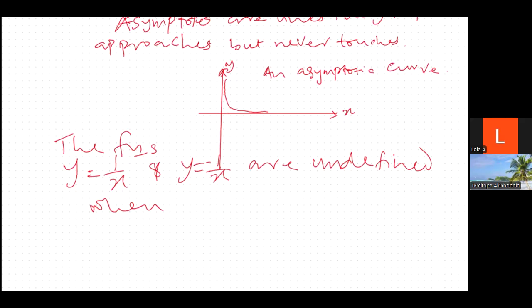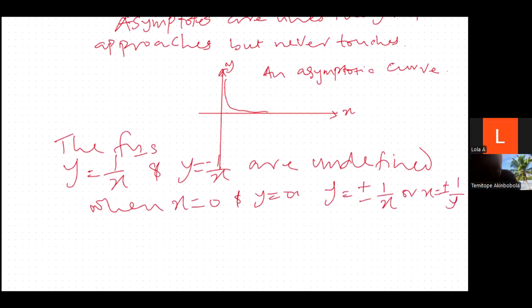So the expressions y equals 1 over x or minus 1 over x are undefined when x equals 0 and y equals 0. Why is this so? If I say y equals plus or minus 1 over x, I can as well make x the subject to become plus or minus 1 over y. Do you agree with that?